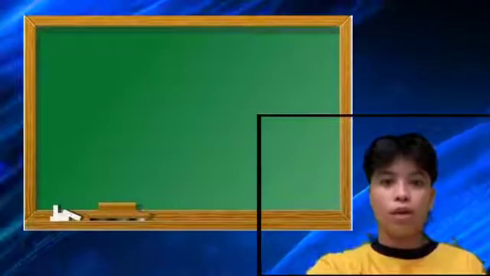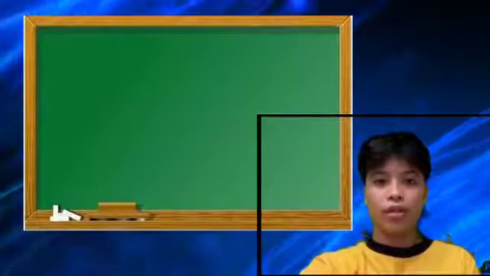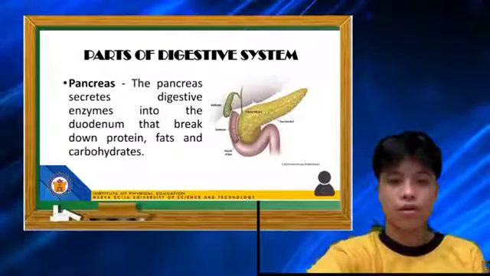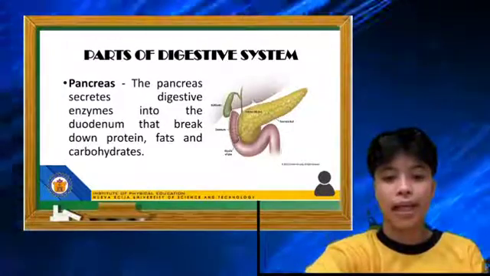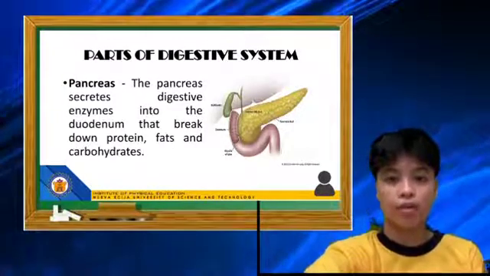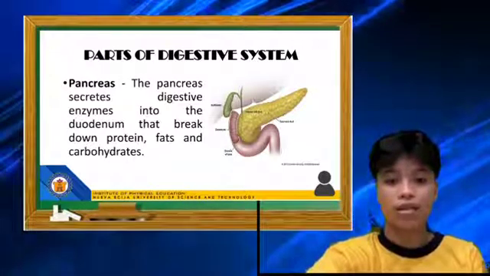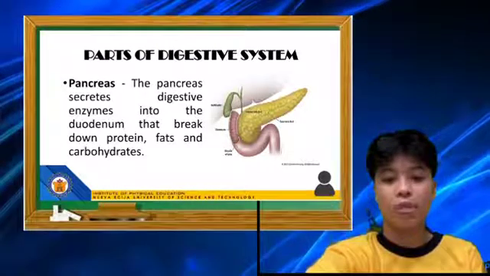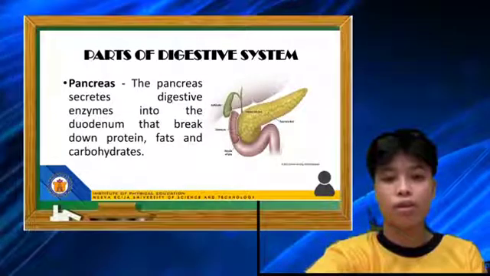So, function of pancreas and liver. So first, pancreas. During digestion, your pancreas makes pancreatic juice called enzymes. These enzymes break down sugars, fats, and starches. Your pancreas also helps your digestive system by making hormones. These are chemical messengers that travel through your blood.